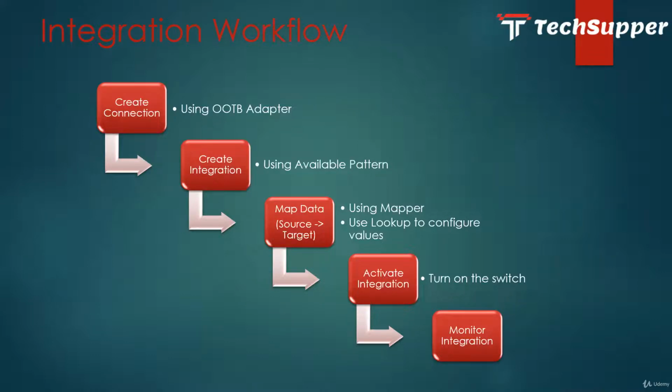Second, you have to create an integration using the available patterns. As I mentioned, there are 6 available patterns. You can use any one of them based on your requirement. If you want to create a scheduled integration, you can opt for the schedule pattern. If you want to create a real-time integration, you can use app-driven orchestration. Once you select it, the integration canvas will be opened. In that canvas, you have to drop the connections, one as a source and the second as a target.